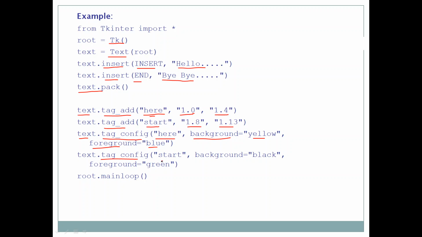So the first tag has this formatting, and in a similar way we are applying formatting to the second tag which we have created. The name is start, for which the background is black and the foreground is green. And then we are executing our program. So let me execute it and show you the output of this program.